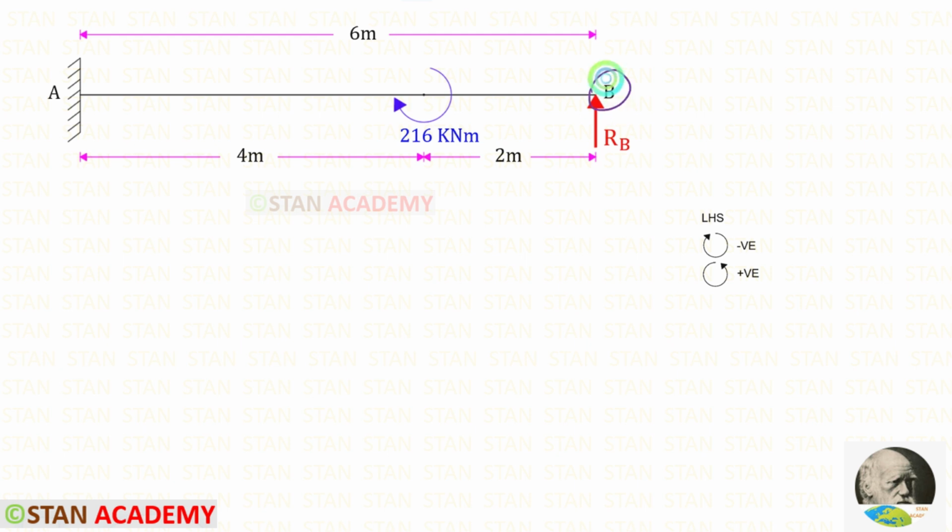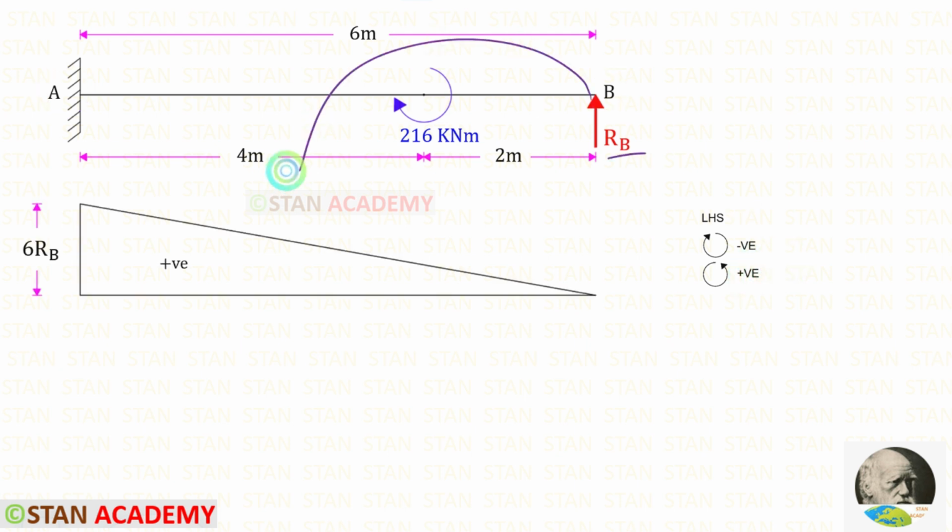Now, from the point B and about the point A, we are going to find the moment values and draw the bending moment diagrams. In this case, we have to follow the left-hand side rule. Clockwise will be negative and anti-clockwise will be positive.